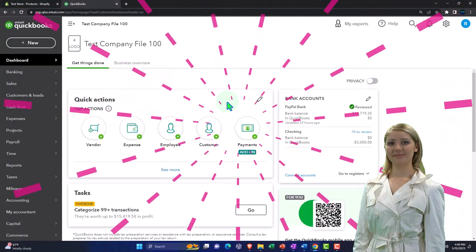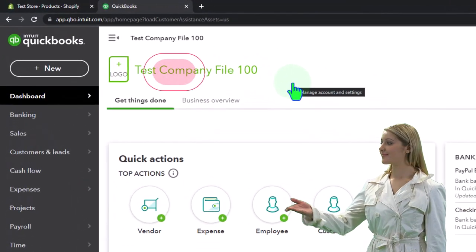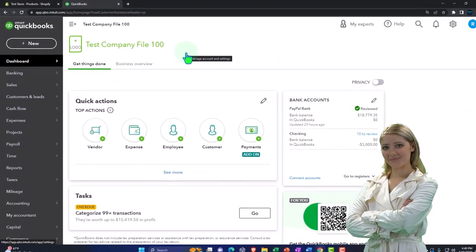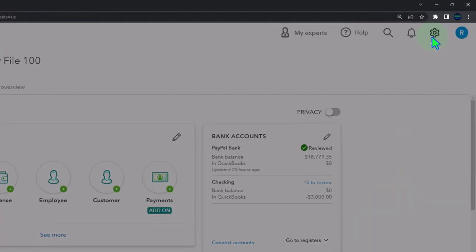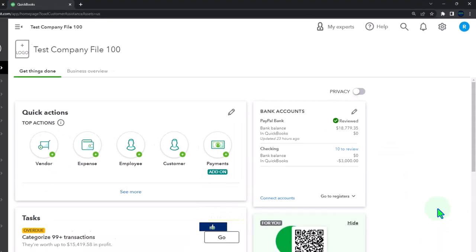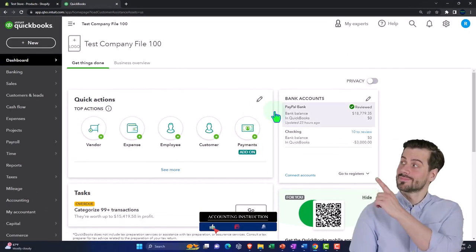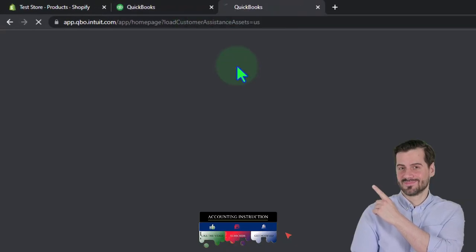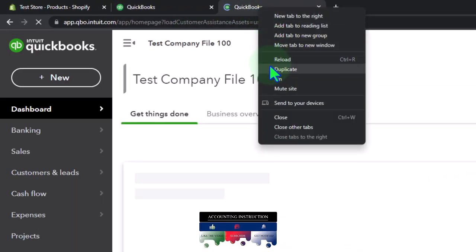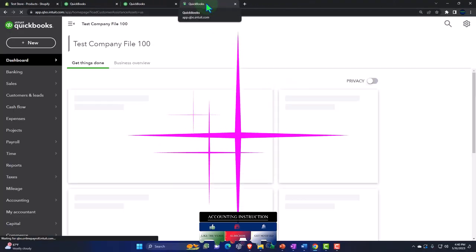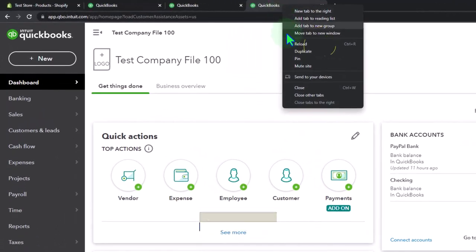Here we are in our QuickBooks Online test company file using the accountant view as opposed to the business view. You can toggle between the two views by going to the cog up top, switch view down below. Duplicating some tabs to put reports in, like we're going to do every time. Right click in the tab up top to duplicate it. I'm going to right click the tab up top to duplicate it again. I'm going to do it one more time so we can open up our inventory report as well.